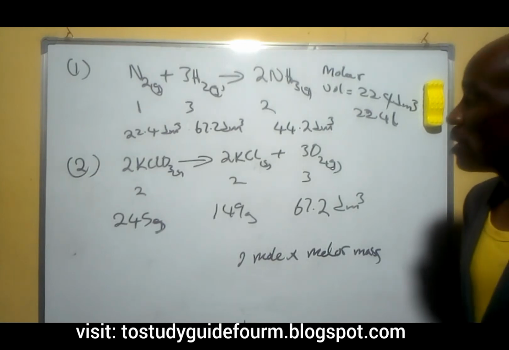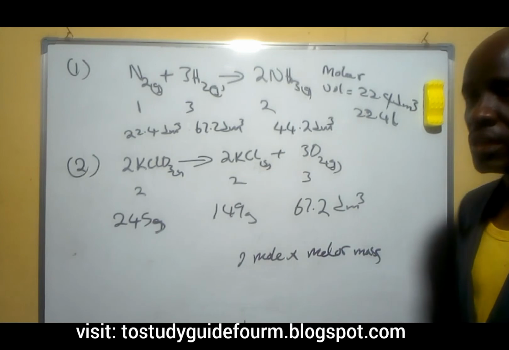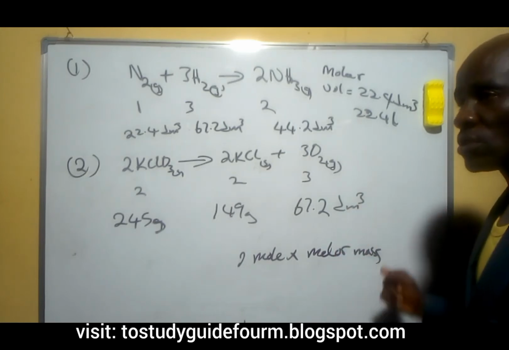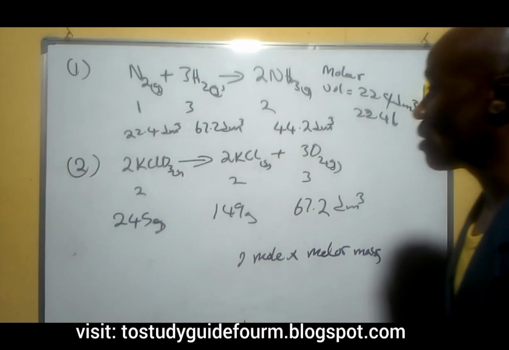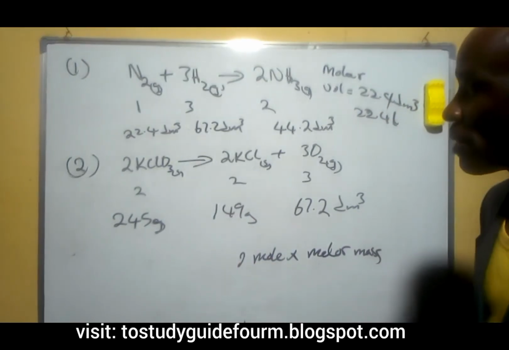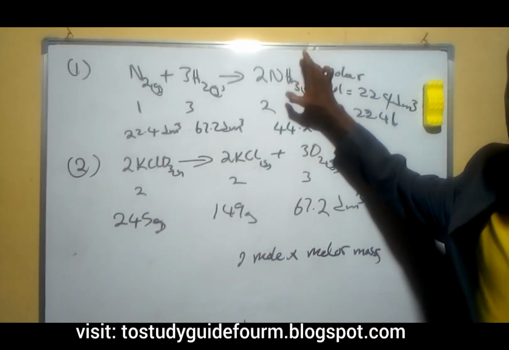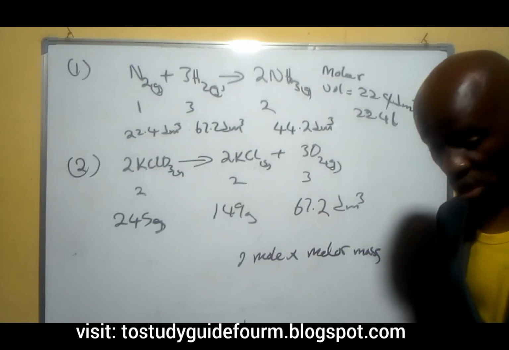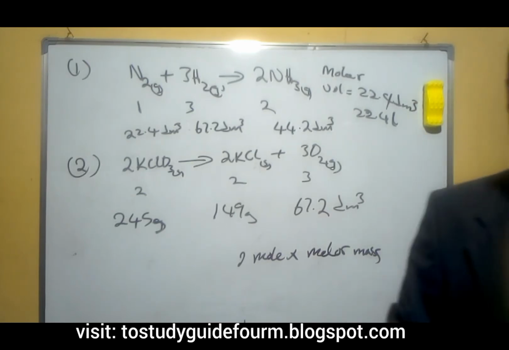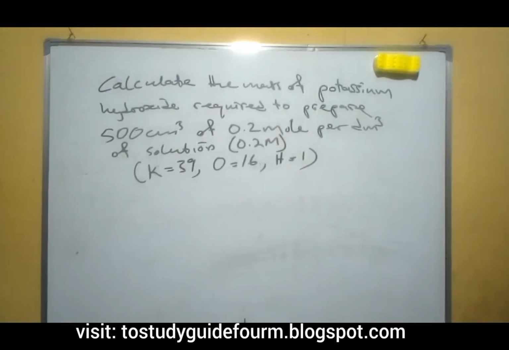So from a balanced chemical equation, we can see the mass of the reactants and the products that we have, and we can also detect or predict the volumes of the reactants, just like what we have from here. So we're going to look at maybe a few questions to help us understand this better.